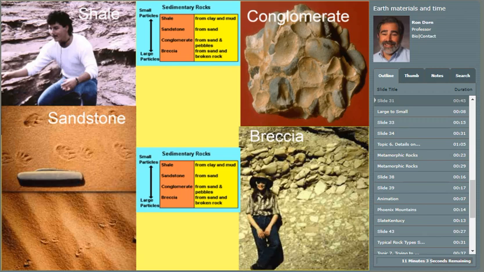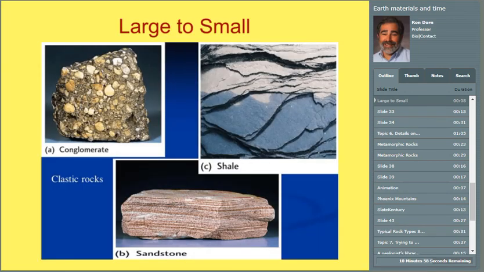Breccia or conglomerate, the large end, shale, the small end, and sand, the middle. Other views of conglomerate: sand coming from sandstone and shale coming from mud or clay.